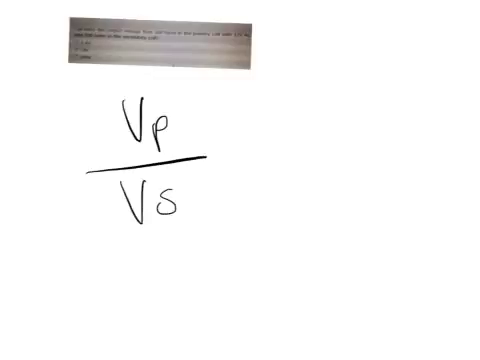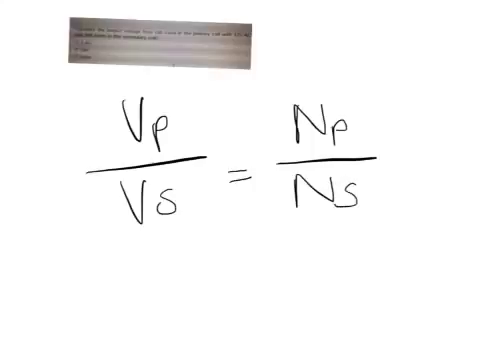The question is to calculate the output voltage from 100 turns in the primary coil with 12 volts of AC and 200 turns in the secondary coil. First things first, we need to be able to use our formula. Our formula states that the voltage in the primary coil divided by the voltage in the secondary coil is equal to the number of turns in the primary coil divided by the number of turns in the secondary coil.